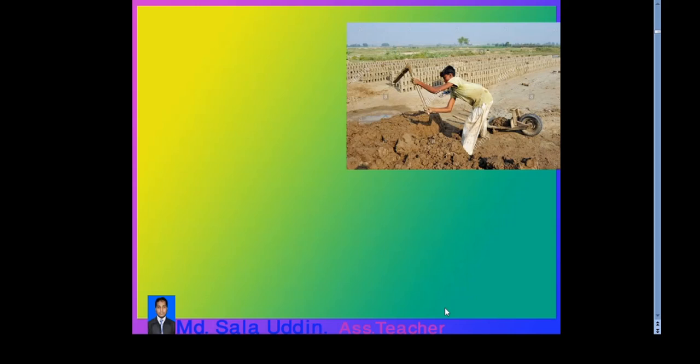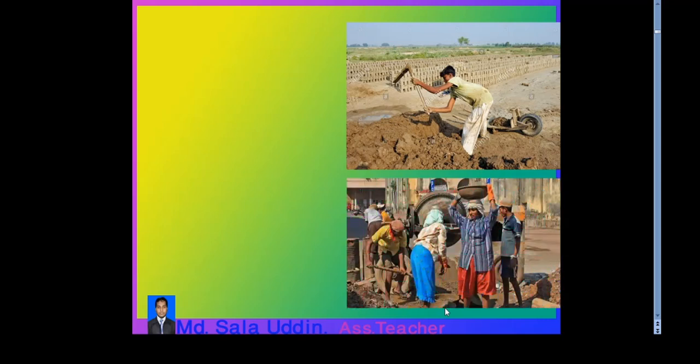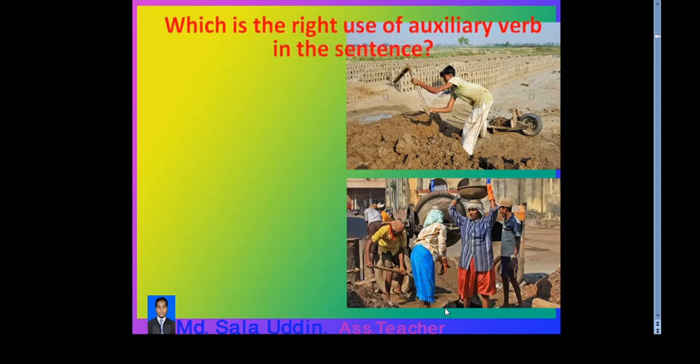The students, look at the picture. Do you understand? What does he do? Yes. And another picture. Do you understand? What are they doing? That means they are working. Which is the right use of auxiliary verb in the sentence?